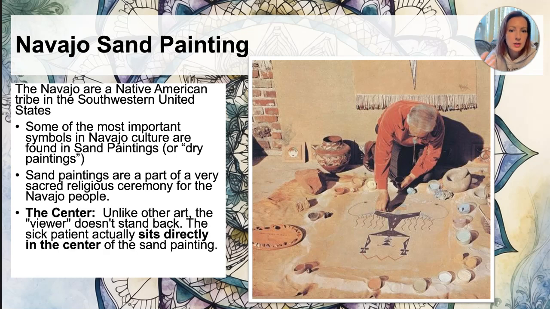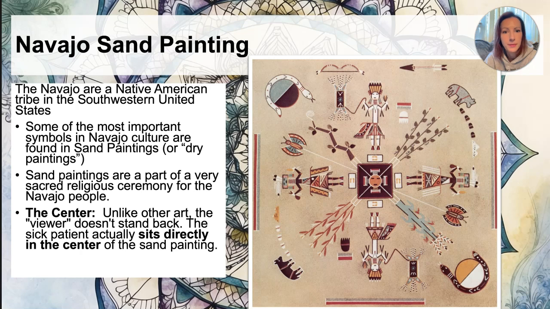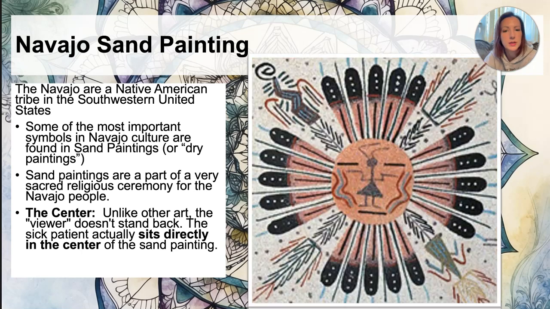And unlike other types of art, the viewer in this doesn't stand back. The person who is ill, that needs healing, will sit directly in the center of the sand painting to absorb the healing nature of the symbolism and the sand. And here are some examples of their iconography, their symbols. Again, everything's radiating from the center.